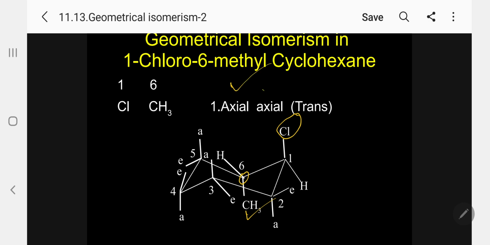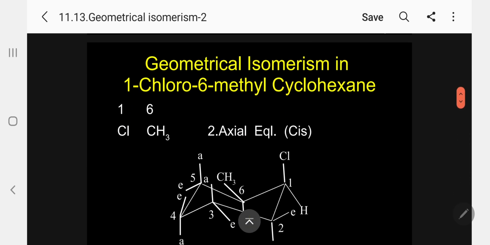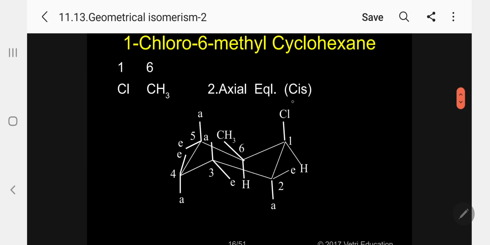Chlorine axial and methyl is also axial, but we should not consider these to fix trans or cis isomerism. The corresponding hydrogen I am seeing is equatorial below. Here the corresponding hydrogen is equatorial above. Kindly follow. So this is trans isomerism, the first example of 1,6. The second example: chlorine axial, then the methyl group axial. Correspondingly, hydrogen equatorial, and this is axial. So both on the same side, it is cis.